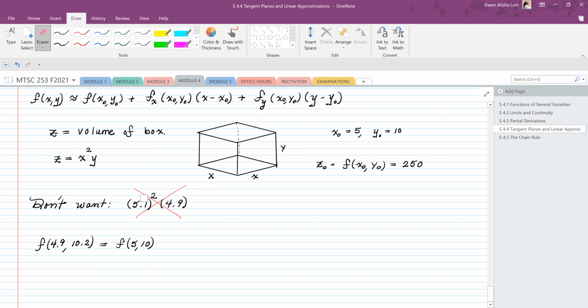I don't know where I got 5.1 from. So they don't want me to take 4.9, square it, and then multiply it by 10.2. That's not what they want me to do.